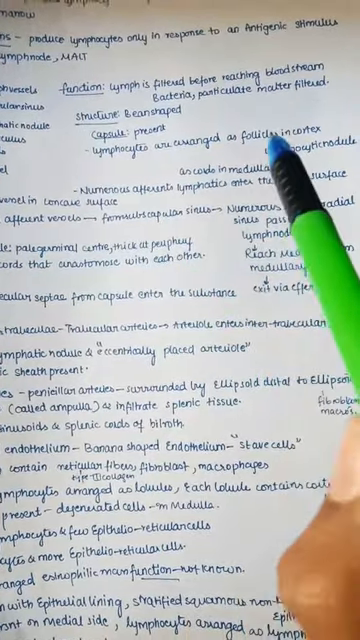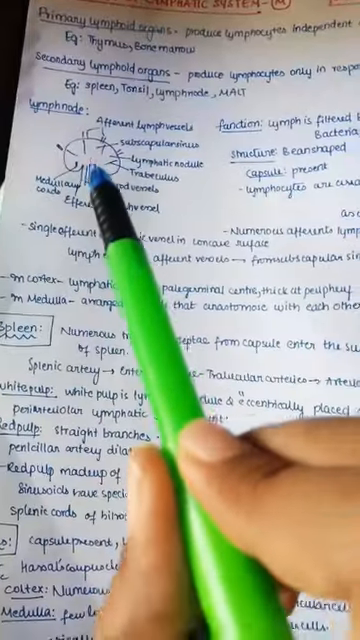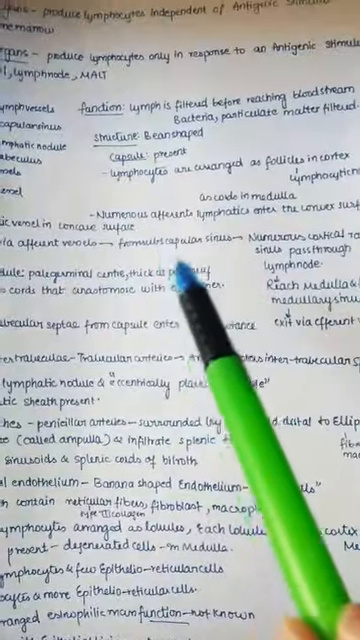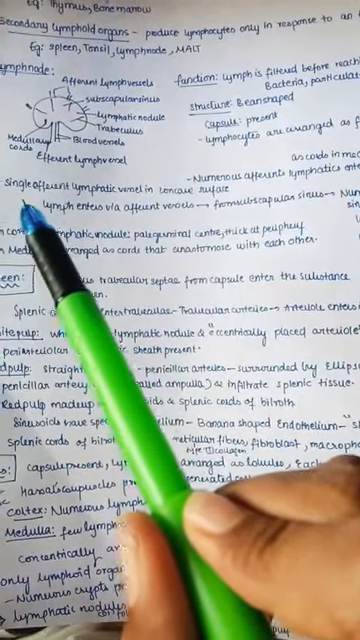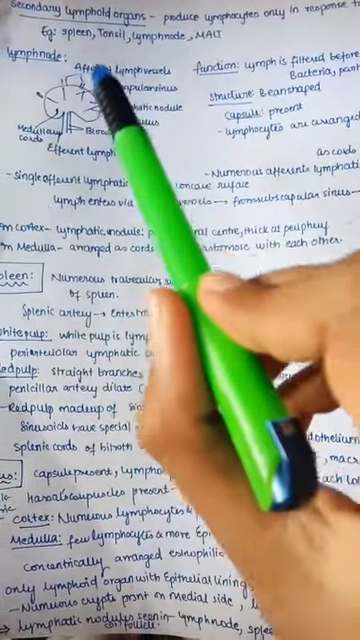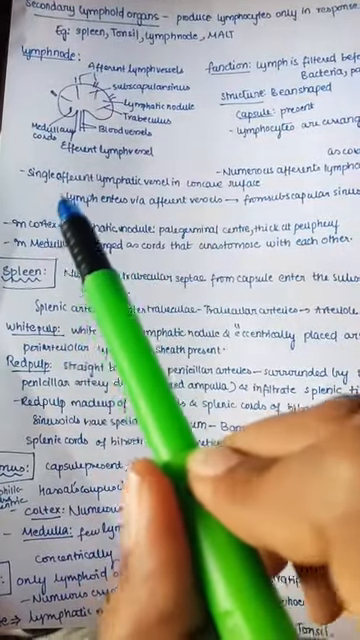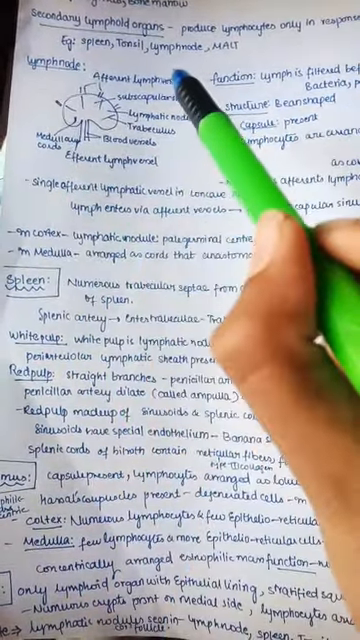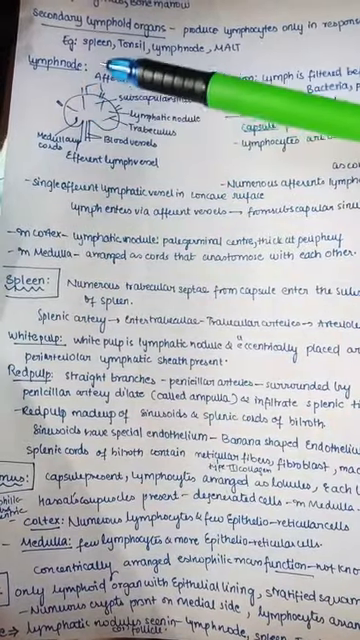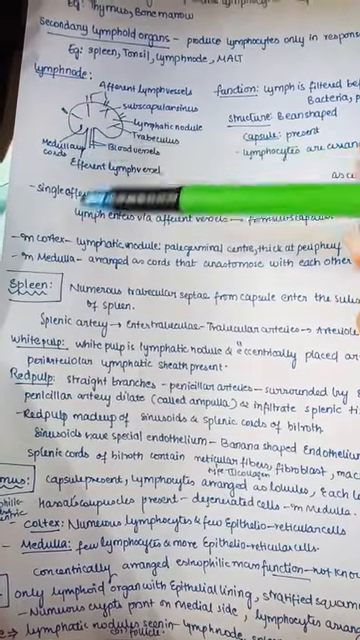And one more thing, remember that in the cortex it is present as lymphatic nodule, and in the medulla it is present as cords, that is T cell cords are present in the medulla. And the numerous afferent lymphatics enter the convex surface, as I already discussed. And next is the single efferent lymphatic vessel in the concave surface. We are having many afferent lymphatic vessels through which lymph can enter into the lymph node, but only one efferent lymph vessel through which the lymph exits from the lymph node.